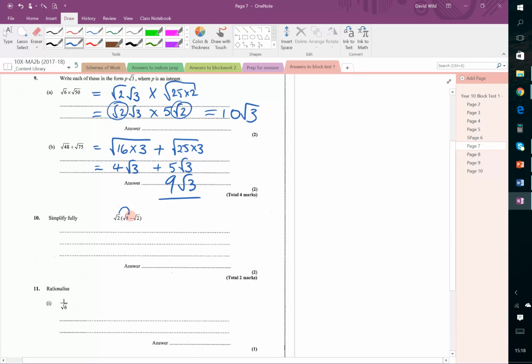Multiply out the brackets. Root 2 times root 8 is root 16. Root 2 times root 2 is 2. So we get root 16 minus 2. A lot of people did that and forgot that root 16 was 4. 4 minus 2 is 2. Final answer.